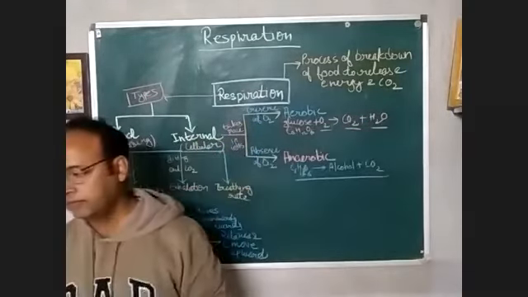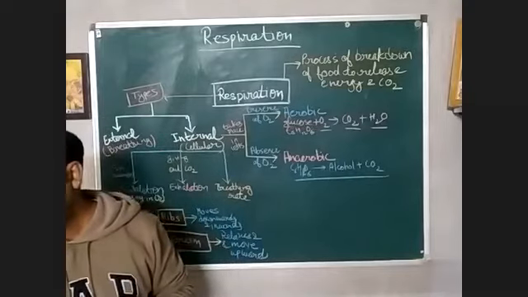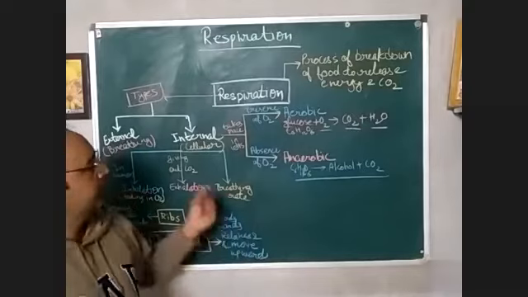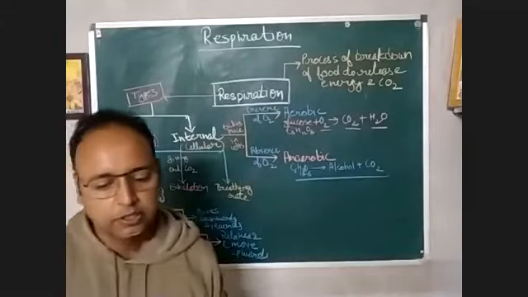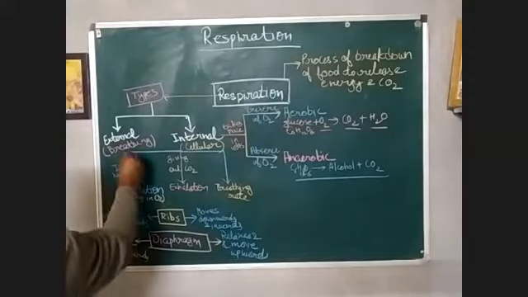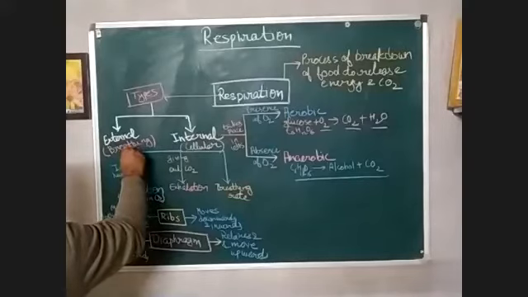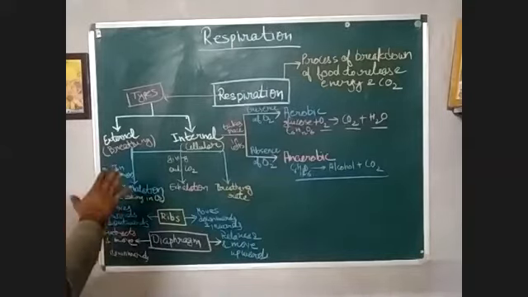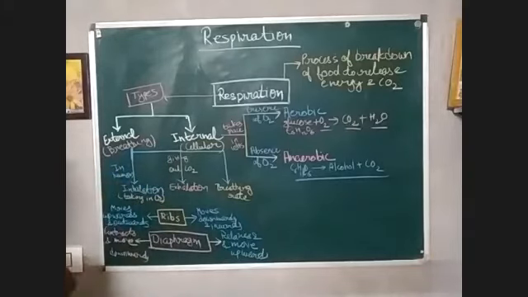That we have already discussed: internal is aerobic and anaerobic, on the basis of presence and absence of oxygen. Then we discussed inhalation and exhalation. These are the parts of external respiration: inhalation, exhalation, and breathing rate. That is about, as you can see, what I mentioned here in humans.